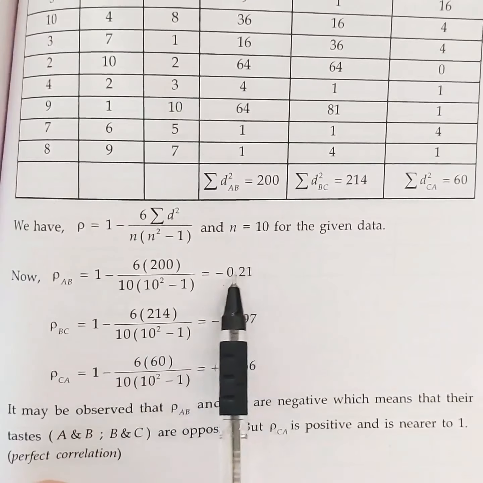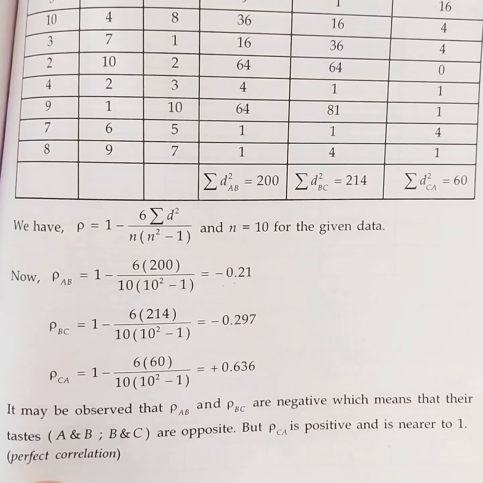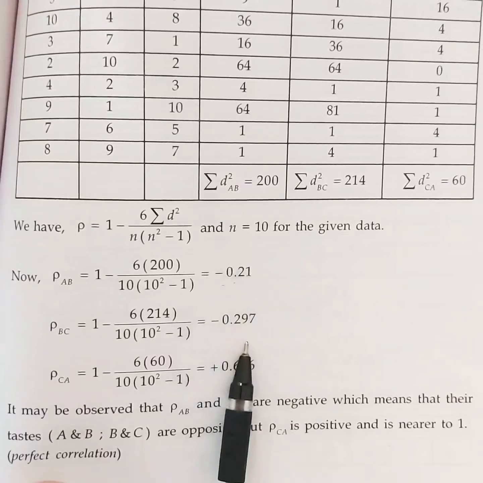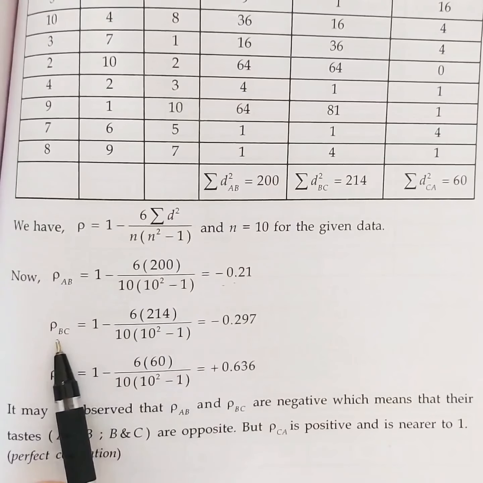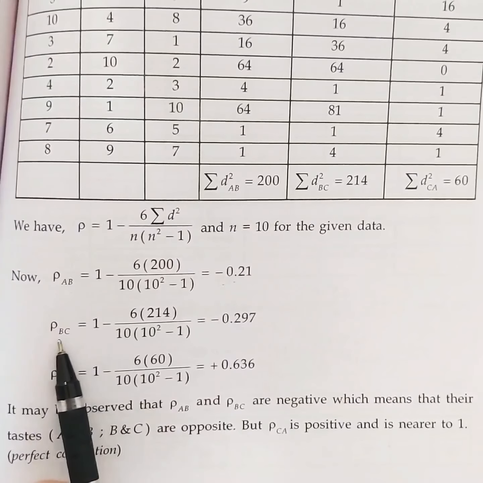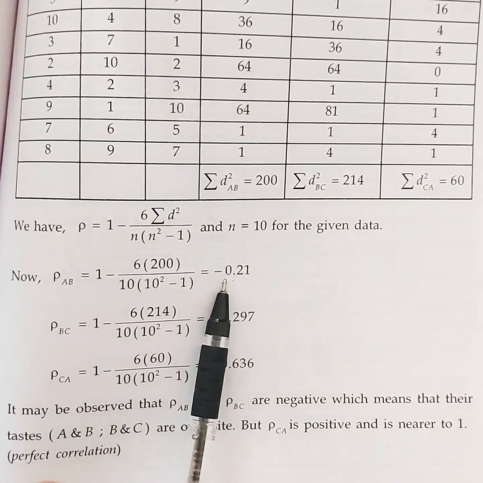But it is negative, right? So what do you mean by that? Between A and B, the taste is opposite, and between B and C, the taste is opposite. That is why we are getting a negative correlation. You are comparing between B and C. You are getting a negative value, which means B and C are having an opposite taste. Similarly, negative value, A and B are having an opposite taste.